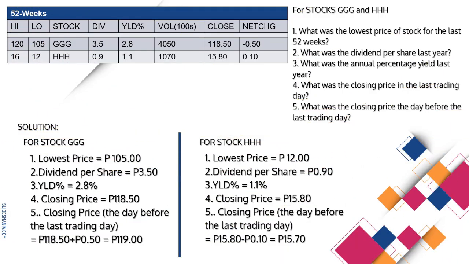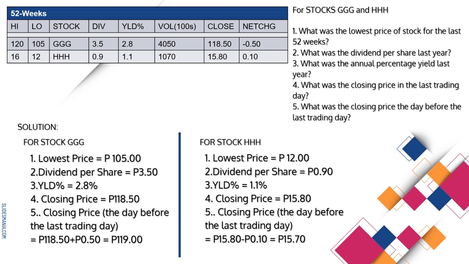For our analysis, we have our solution for the stock GGG. The lowest price for the stock GGG is 105 pesos. Its dividend per share is 3.5 pesos or 3.50 pesos. Its yield percent is 2.8%. Its closing price is 118.50 pesos. And its closing price the day before the last trading day is 118 pesos and 50 cents, which is equal to 119 pesos.